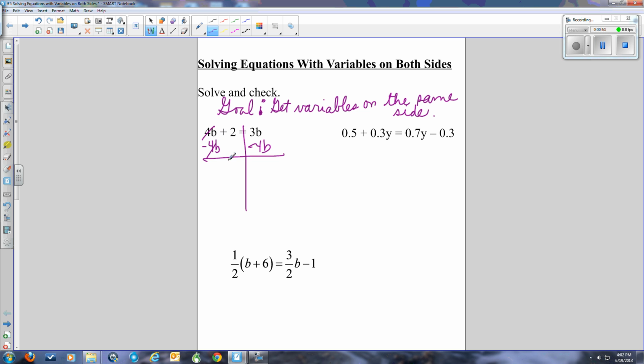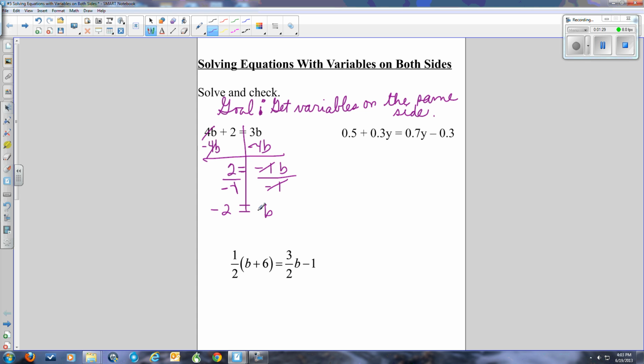And the 4b's on the left cancel, and I have 2 equals, well, 3b minus 4b gives me negative 1b. I want to get b alone now, so I'm going to divide each side by negative 1. And so the negative 1's on the right cancel. And on the right side, I just have b. And 2 divided by negative 1 gives you negative 2.